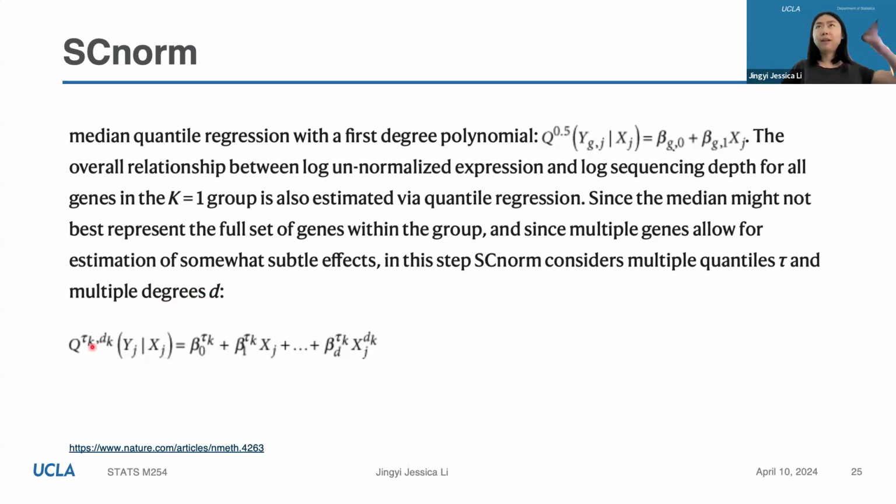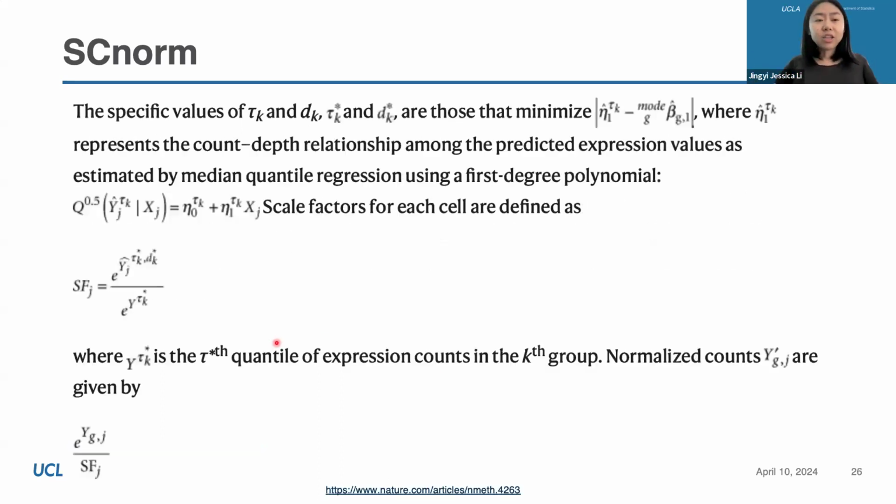So basically, you generalize your quantile to be something not specifically median, but can be any quantile, tau, for group K. And on the right-hand side, you generalize the linear function to a polynomial function. So you can have the degree dk bigger than 1. So it can be not just linear. But this is what I don't understand.